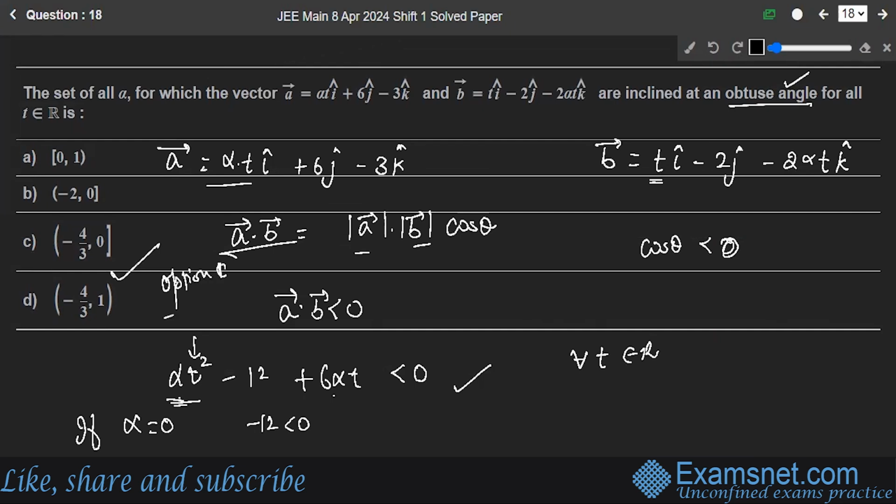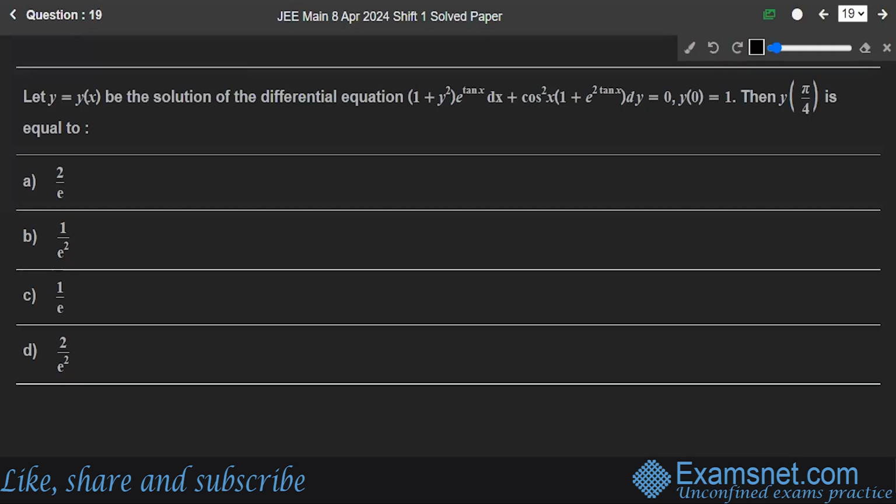Option C. Hope you got that. Let's move to the next question. Question number 19, let y = y(x) be the solution for this differential equation. 1 + y² times this plus this is equal to 0, y(0) = 1. Then y(5π/4) is equal to.